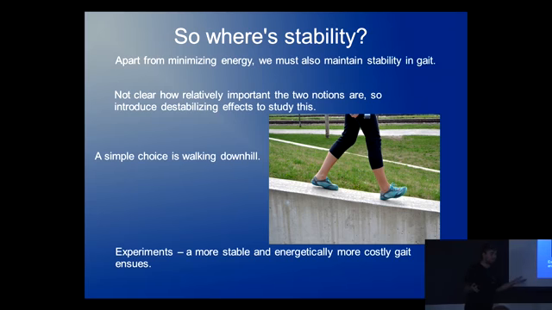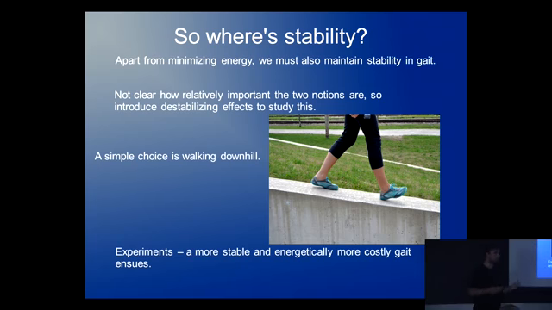I said least action and minimizing energy, but where's the stability in that? Apart from minimizing the action or energy, we also want to maintain some stability while walking. And it's actually not clear what the relative importance of stability and minimizing energy is. To study this, we have to somehow destabilize our motion and study it there. The simplest choice is walking downhill. Experimentally, once we do that, it turns out that we prefer a more stable gait to that of minimized energy. And, well, can we quantify this somehow?